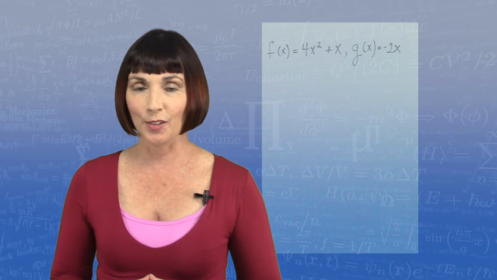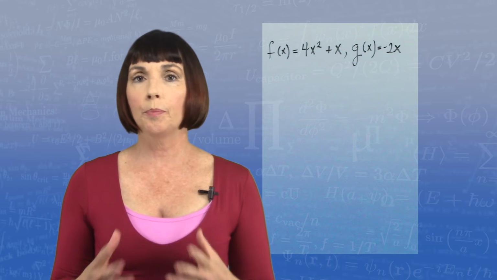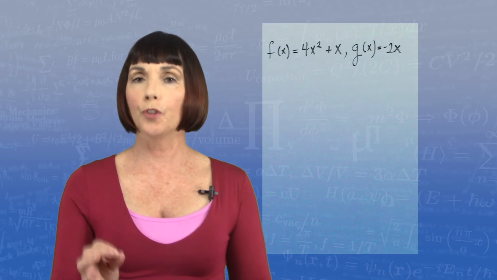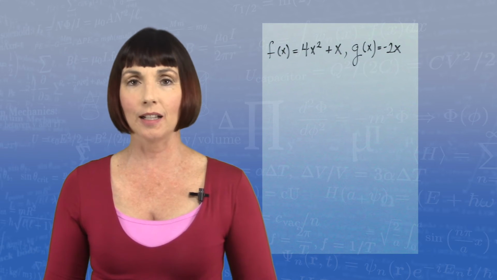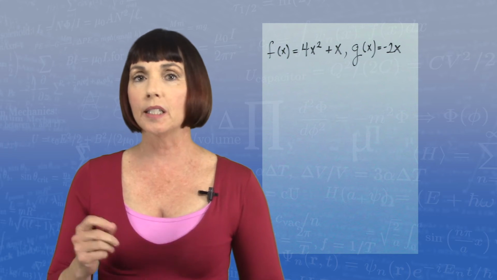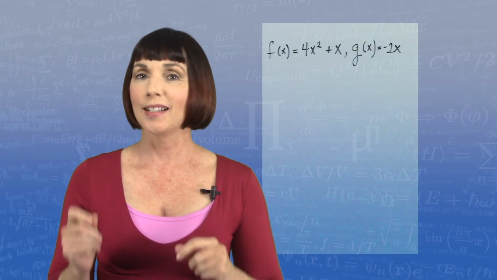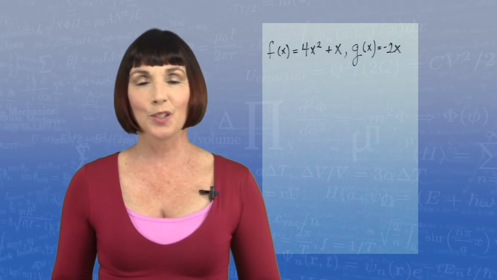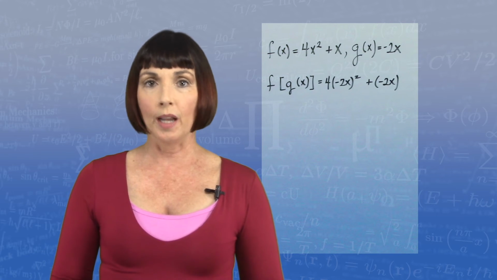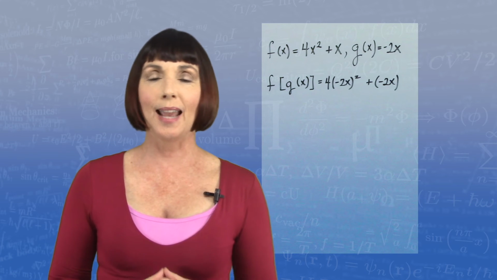So let's take a look at another example. In this case, f of x is equal to 4x squared plus x, and g of x is equal to negative 2x. Okay, so first let's find f of g of x. So everywhere I see an x in f of x, I'm going to substitute g of x, which is negative 2x. Okay, so substituting my x's with negative 2x, I get 4 times (negative 2x) squared, plus negative 2x.